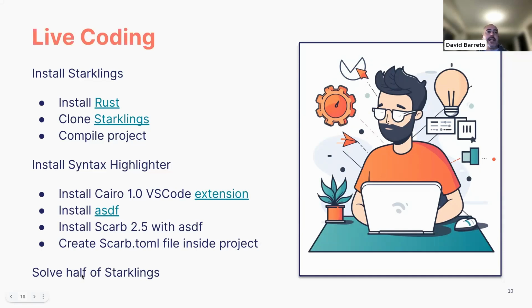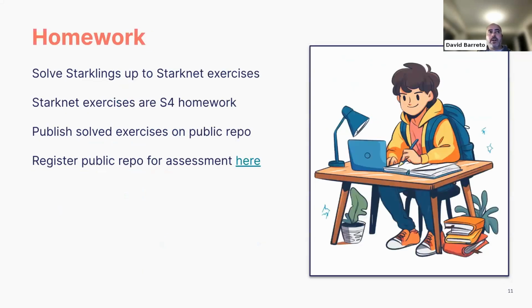Then we're going to solve live half of Starklings, or maybe less. The idea is that your homework is to solve the rest on your own. We do a little bit of Starklings here, but there's a lot, so the goal is for you to complete it on your own. That will be the homework not only for this session but also for session 4, because Starklings covers not only vanilla Cairo but also Starknet. The homework for today is to solve all the exercises except those connected to Starknet. Those are the homework for session 4.